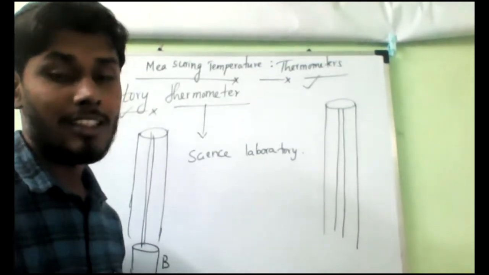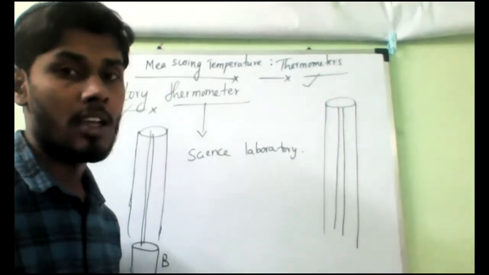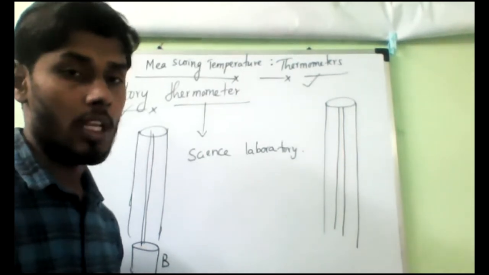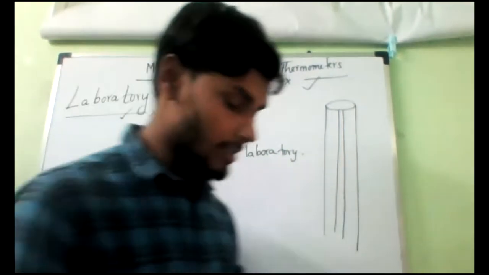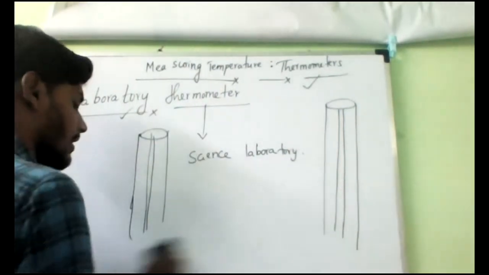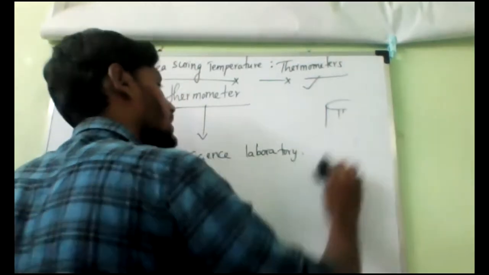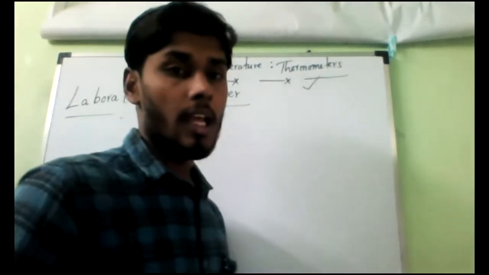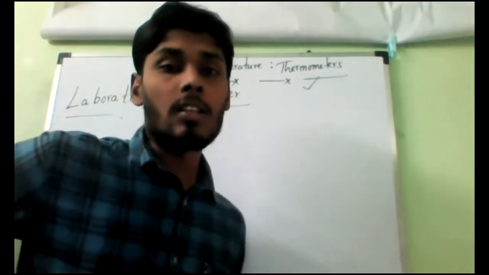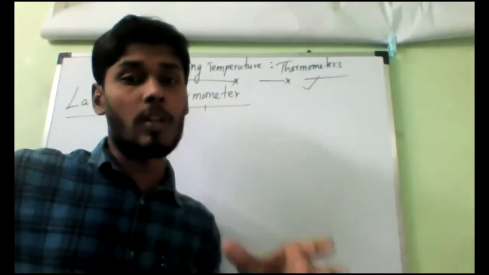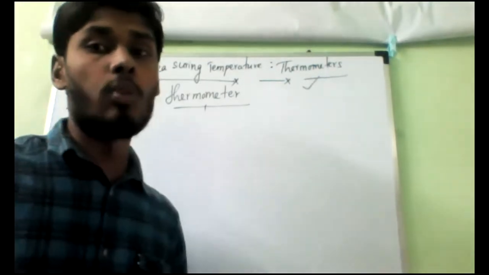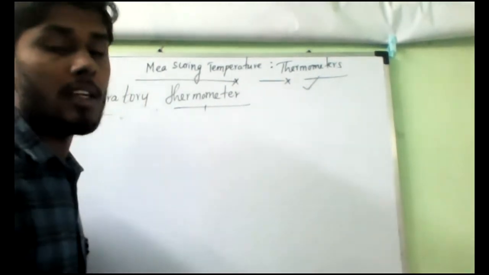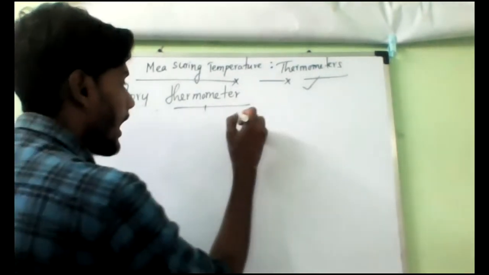When this bulb is touched with the object surface, only then the temperature is passed to the mercury and that mercury will start to expand. Now let us see how it is made. I will try to draw because the pictures are not clear, so you can understand even more clearly. A laboratory thermometer is a glass tube, cylindrical, and in the middle it has a thin bore. There is a glass bulb B containing mercury, joined at the lower end of the glass tube.